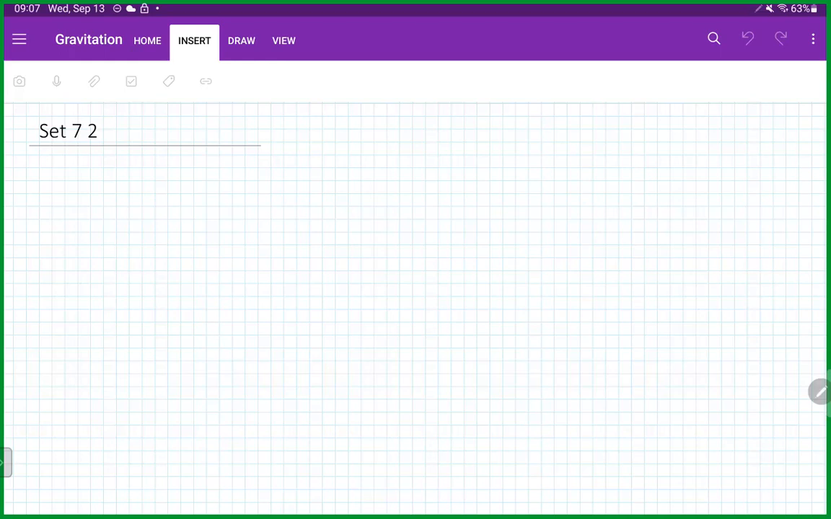All right. Okay, so set 7 problem 2 says the mass of Venus is 81.5% that of the Earth, and its radius is 94.9% that of the Earth, right? So compute the acceleration due to gravity on the surface of Venus from these data. And then B, if a rock weighed 75 newtons on Earth, what would it weigh at the surface of Venus?